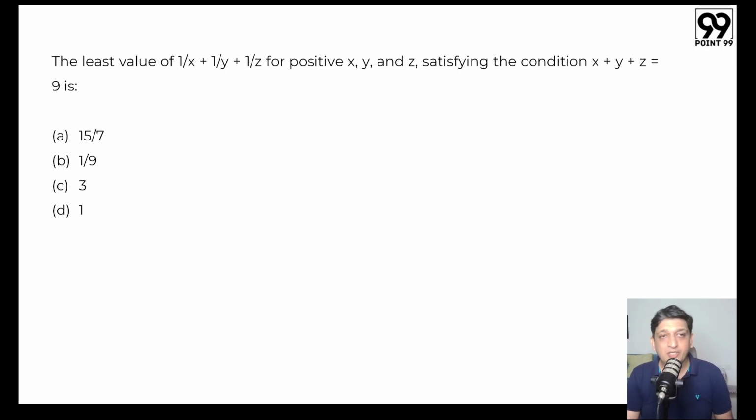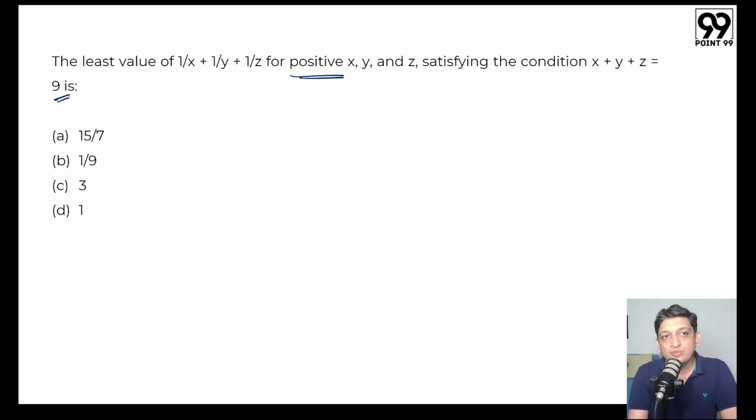Let's try this question now. The least value of 1 by x plus 1 by y plus 1 by z for this particular expression that we have, satisfying the condition x plus y plus z, right? So x plus y plus z equals 9. That is what we need to satisfy. So what is the least value of 1 by x plus 1 by y plus 1 by z that exists? Now you have to understand one thing, because all of them are positive in nature. X plus y plus z is equal to 9. I need to find the least value of this.